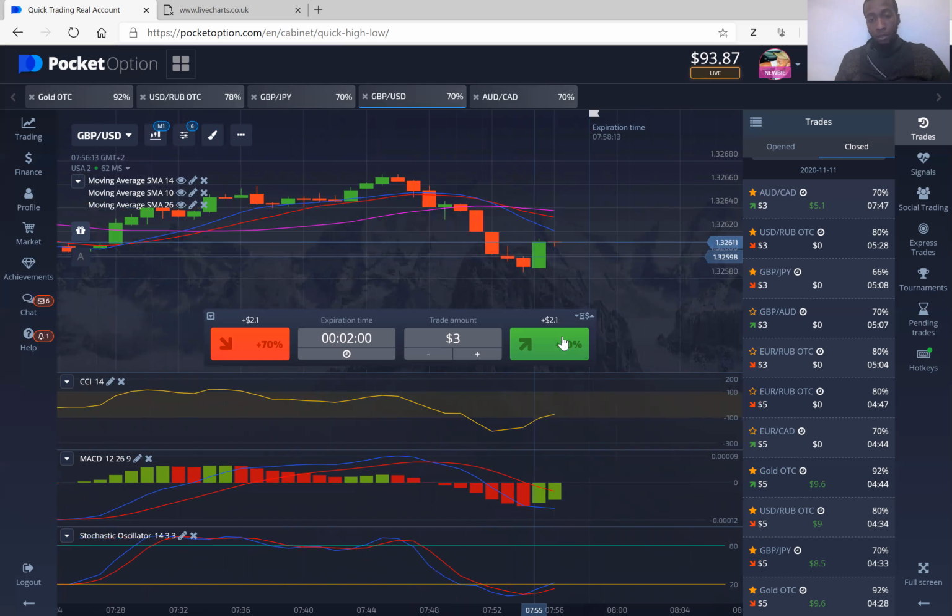Now you got to watch it a little bit because that was an engulfing candle. It engulfed these two candles. So it's going to pull back. You know what I'm saying? It's going to pull back a little bit.